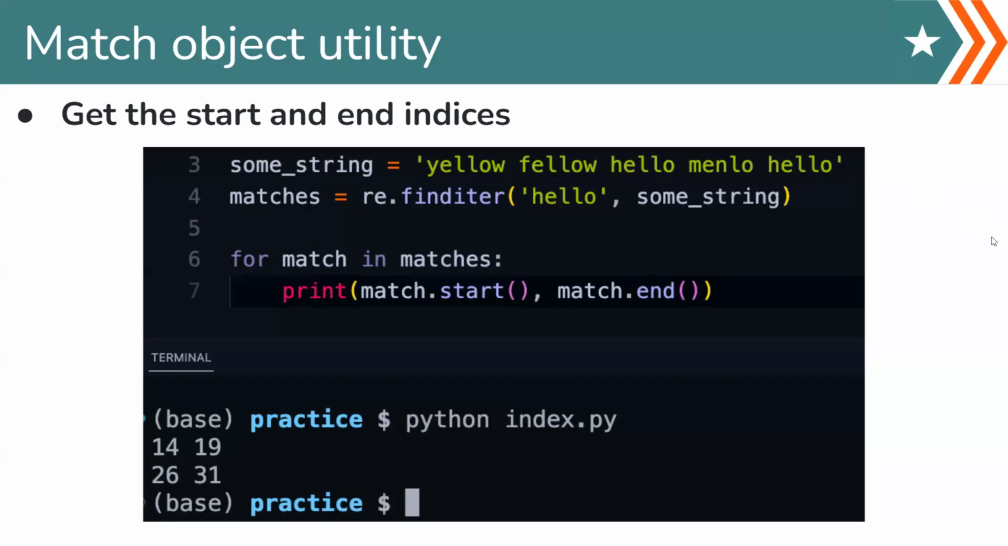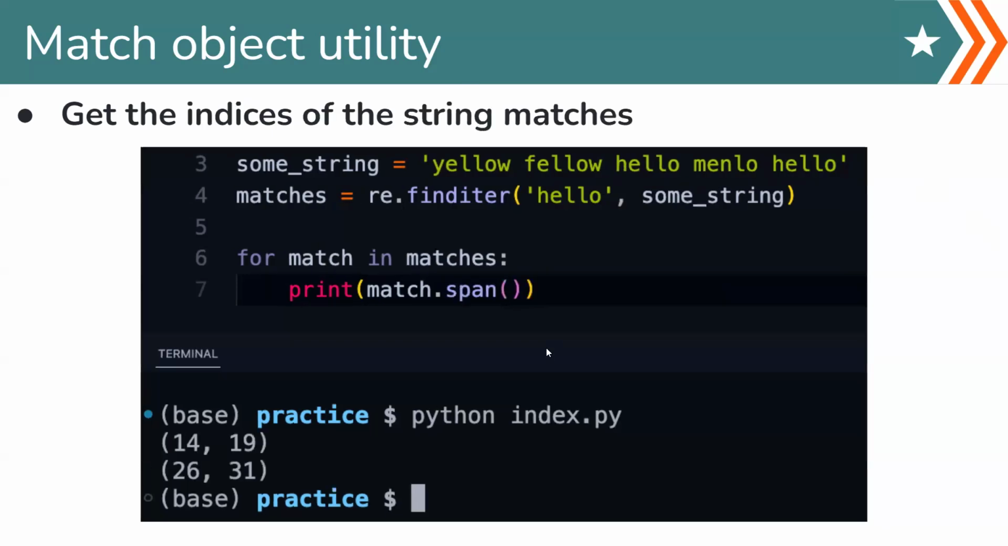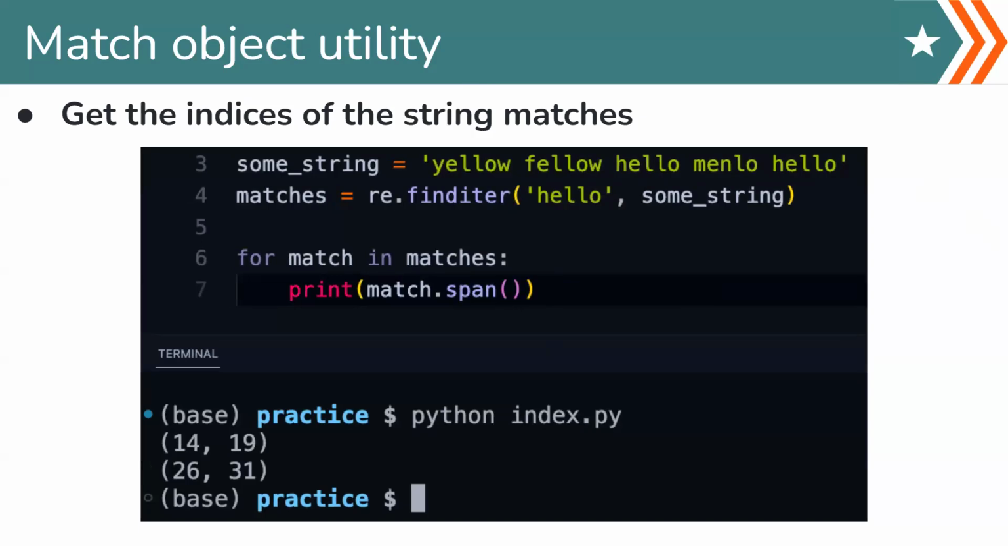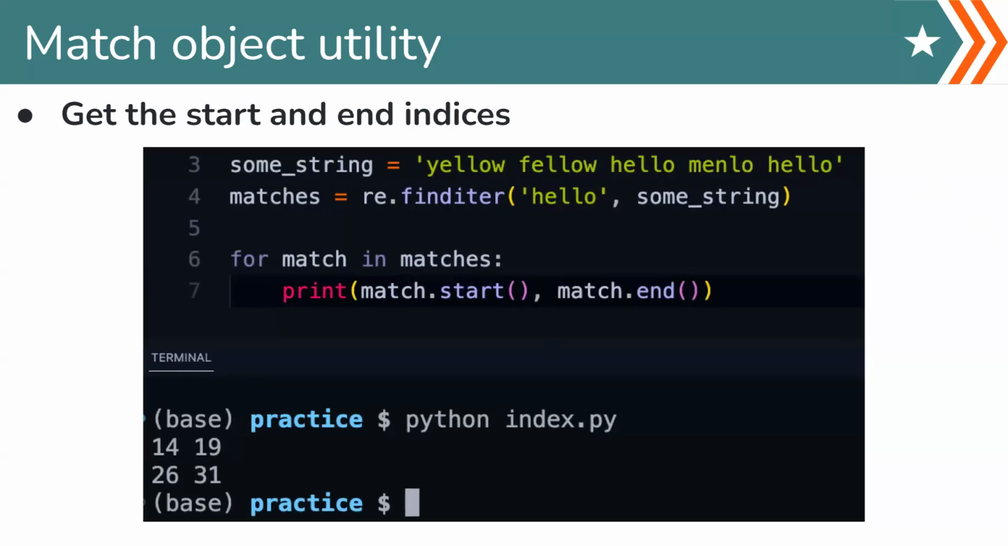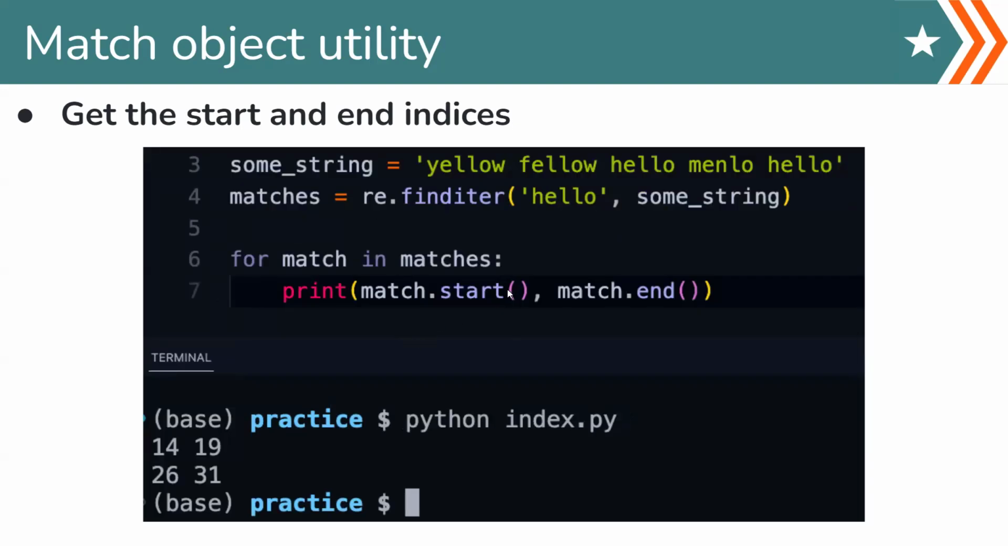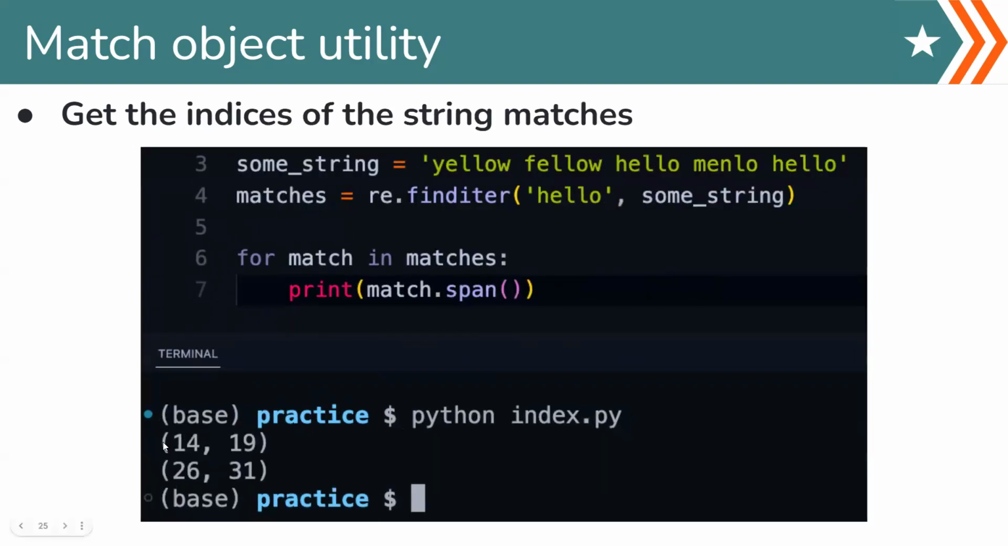Now, we can get the start and end indices as well. So these are other methods you can use: match.start and match.end. It looks very similar to the span, but you can specify it without getting the open and close parentheses on our return.